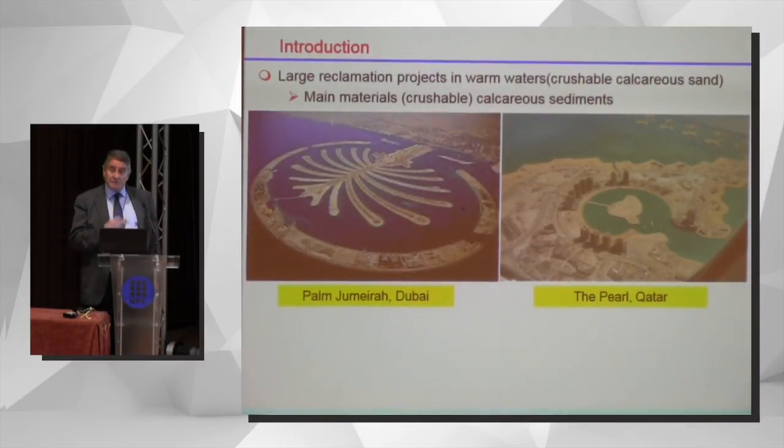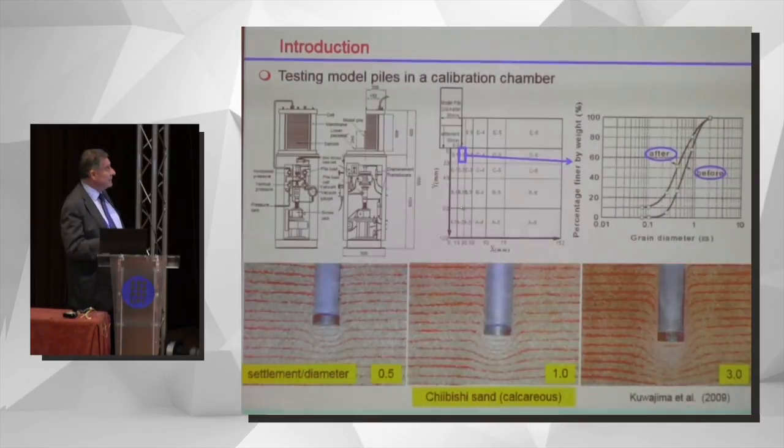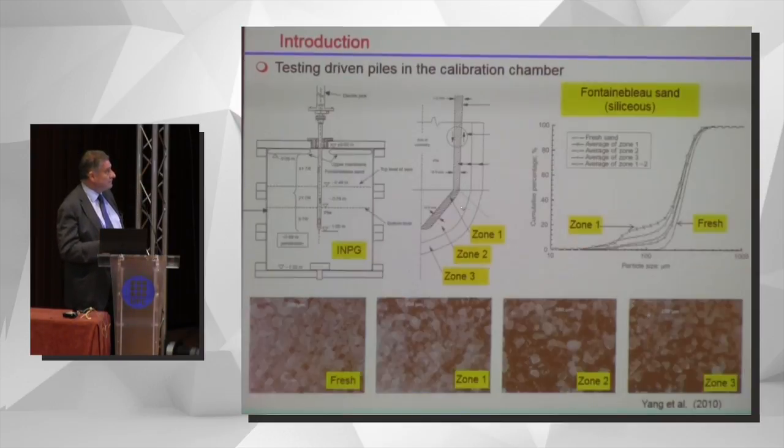So these materials obviously are used all over the place. For instance, in large reclamation projects in warm waters, they're usually calcareous materials. And of course, as I said, there is a lot of research. For instance, these are pile tests in a calibration chamber, and it can be seen and checked experimentally that a large crushed zone develops at the tip of the pile, and if you get the grain size distribution before and after, there is obviously a change associated with this crushing.